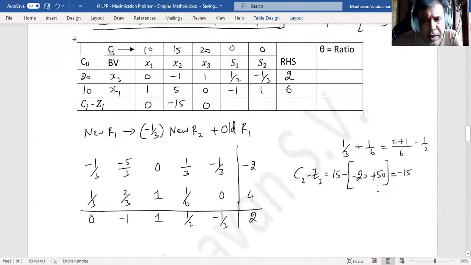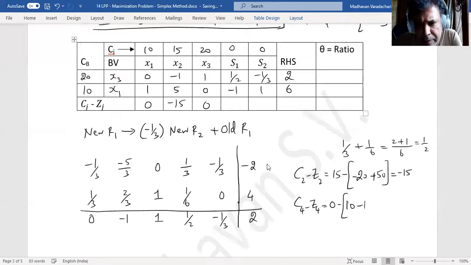Then we are supposed to calculate C4 minus Z4. C4 is 0. Z4 is 20 into half. 20 into half is 10. And then 10 into minus 1, it is minus 10. So inside the brackets, it is 0, 0 minus 0 is 0 only.